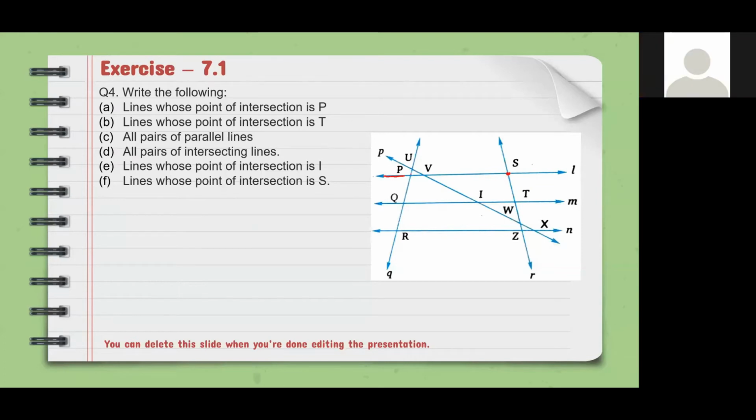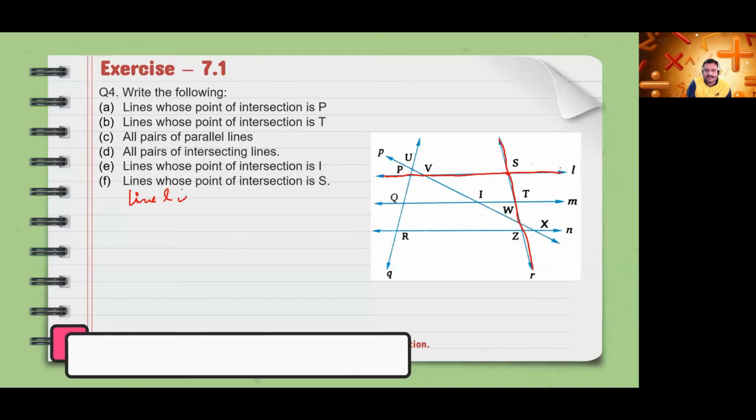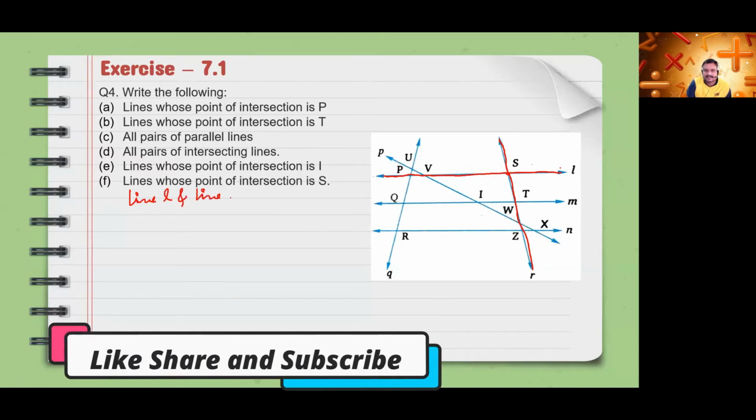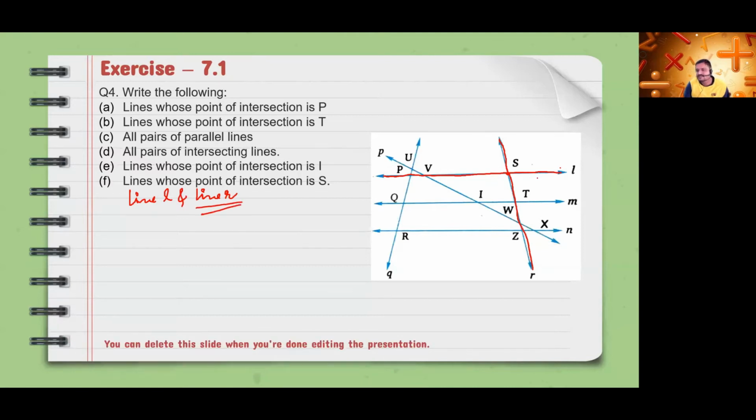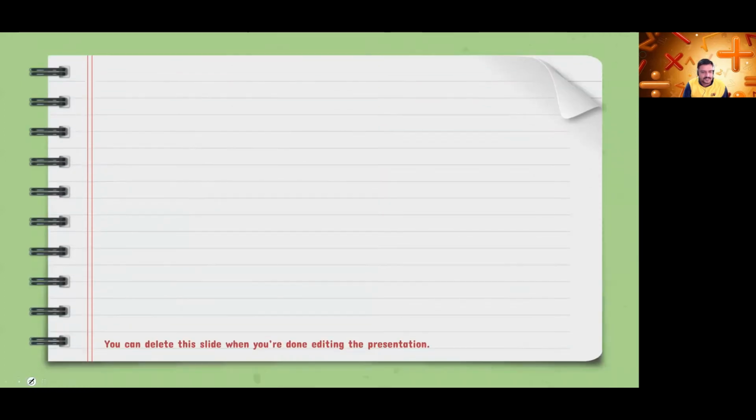So this line, line P, no, it's not line P, it's line L. Sorry, line L and line R. Okay, line L and line R, correct. So these are the two lines which are intersecting at point S. Is it clear to everyone? Okay, let's move forward to the next question then.